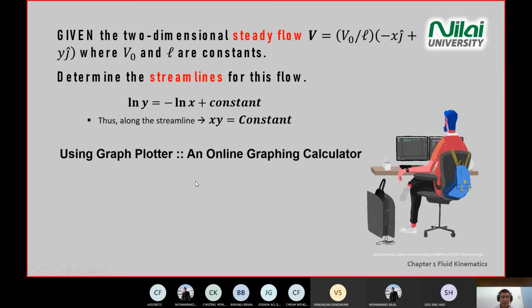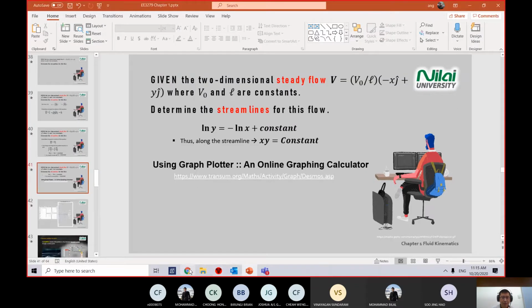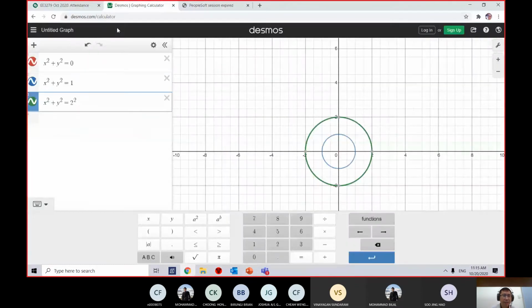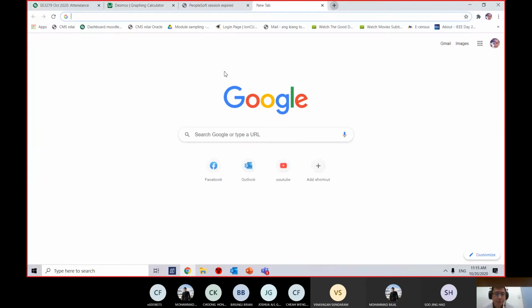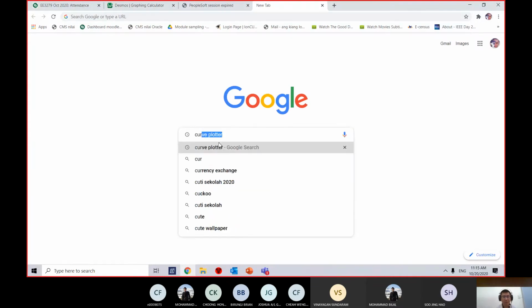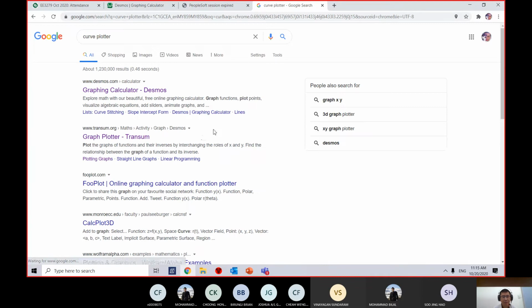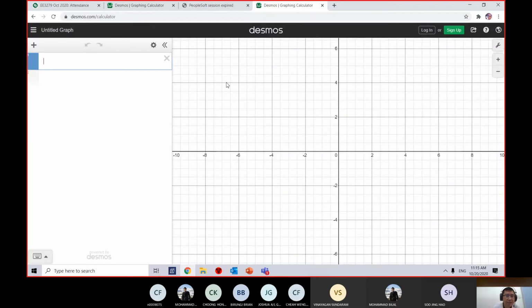You can use online graph plotting. Again, I'm going to show my screen. I'll show you one more time. You go to Google and search curve plotter, and go to the first link here. You can use the first one or second one, same software developer. You click the first one and arrive at a page that shows, on the left-hand side, where you can key in the data. On the right-hand side, you will see the graph paper.